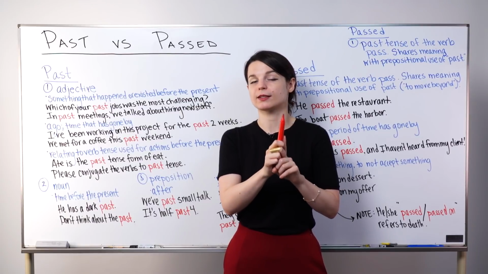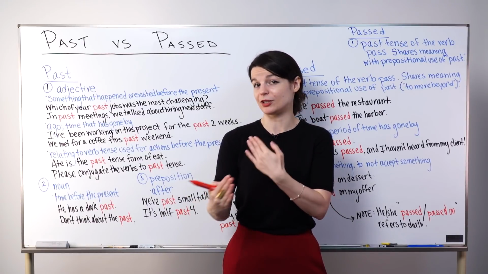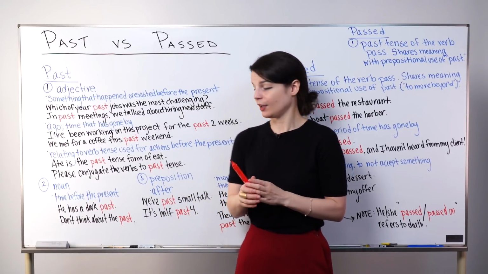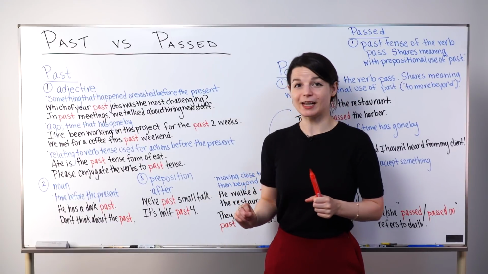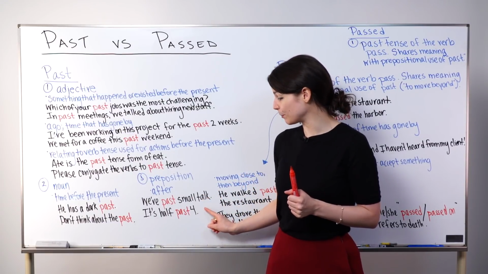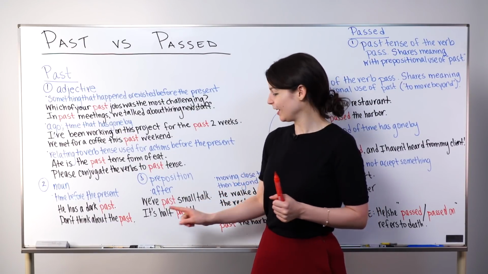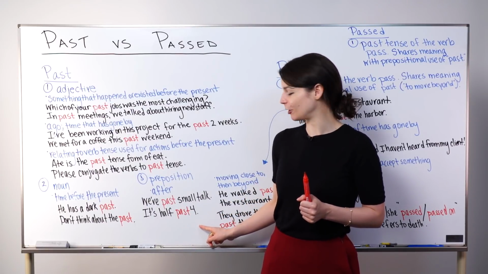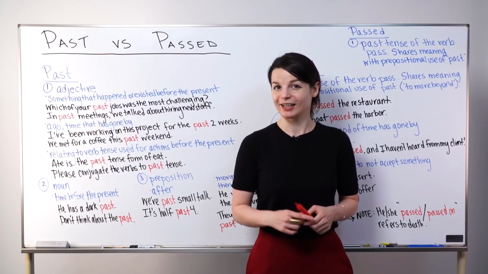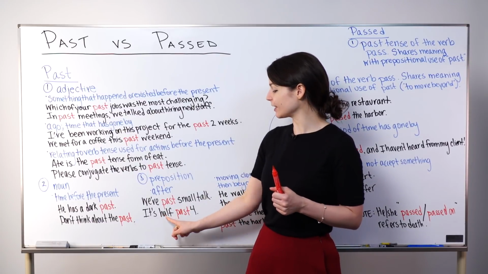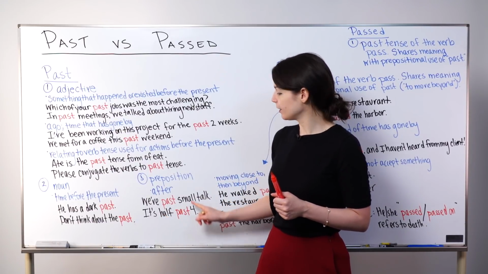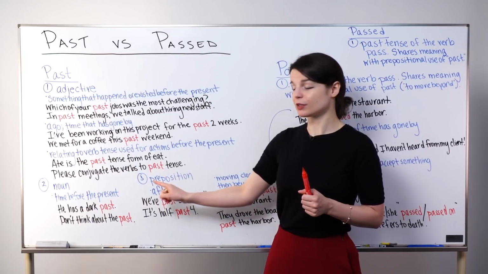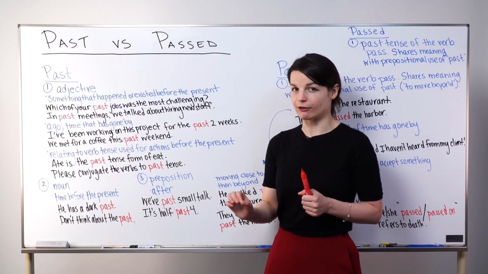We often use this to talk about activities or our relationships to other people. Another very common example is using it with time periods. For example, it's half past 4. That means it's 4:30. It's half past 4 means it's half after 4. So this prepositional use of past means after.